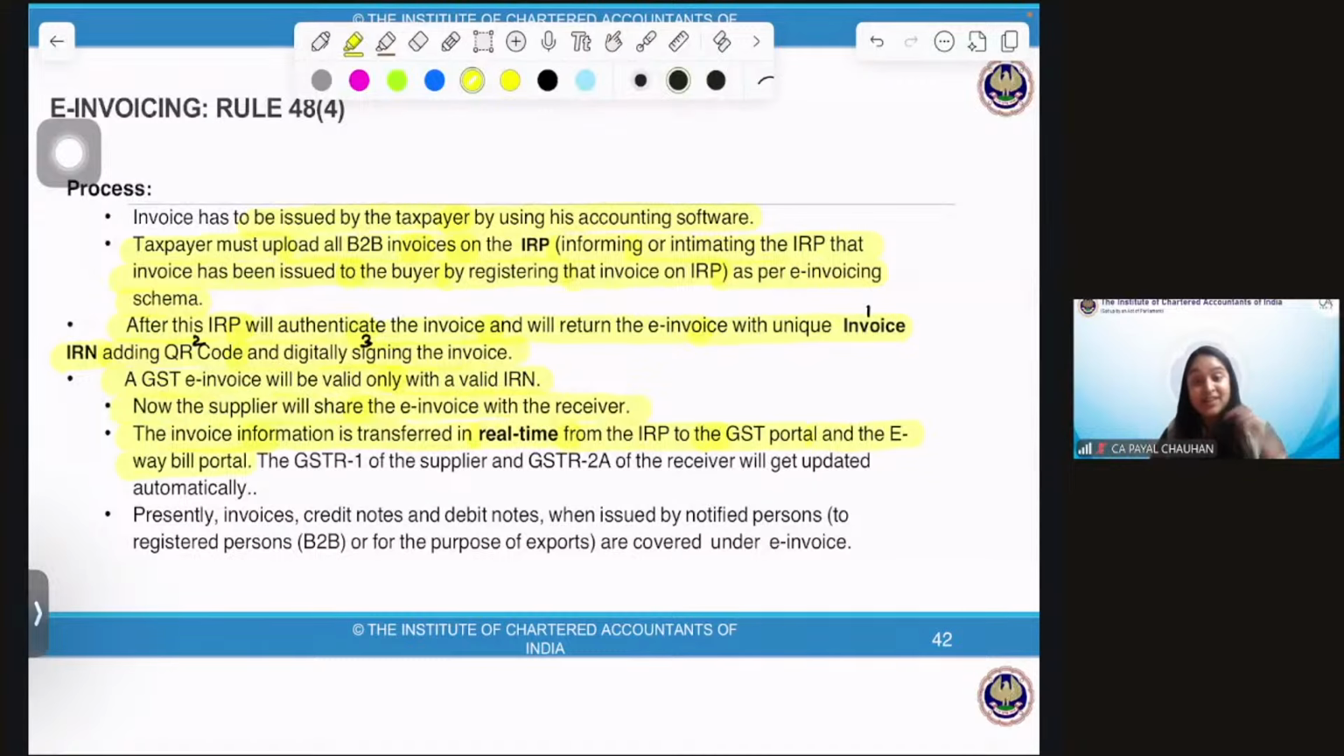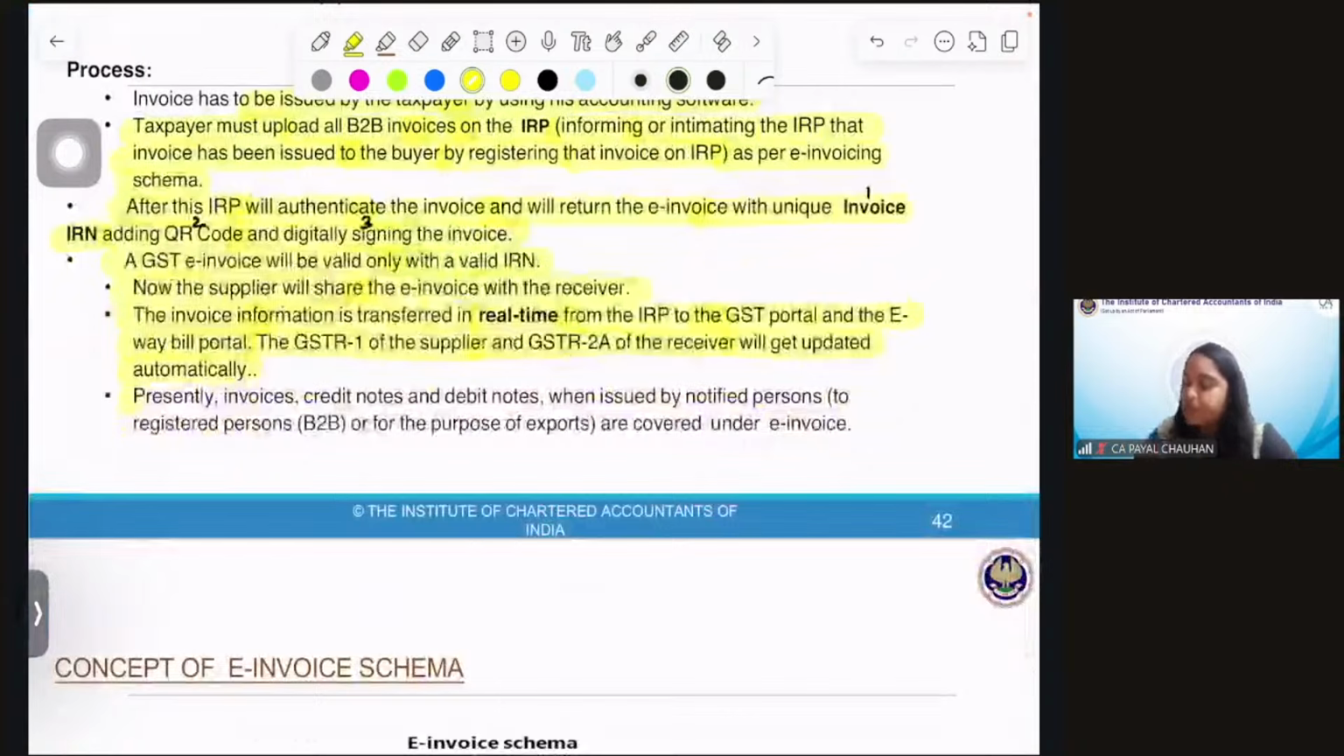See, what e-invoicing benefits us is, for me, my GSTR1 will be updated. For Anil, that is the receiver, GSTR2A will be updated. And if an e-way bill requirement is there, it will also be generated. GSTR1 of the supplier and GSTR2A of the receiver will get updated automatically. Then presently, invoices, credit notes, debit notes are issued by a notified person.